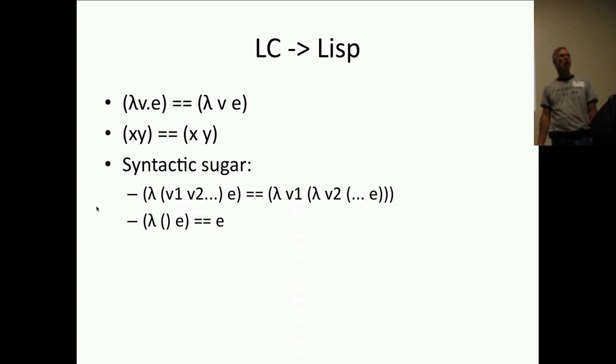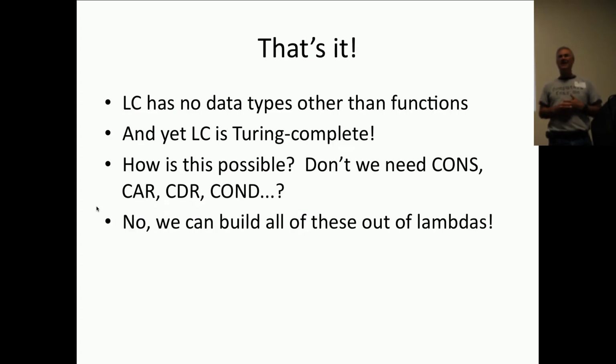You don't have to actually call it. There is no distinction between a function of no arguments and the value of the expression that's in the body of the lambda expression. And that is it. That's all we have to work with. It has no data types other than functions. It's got no cons cells. It's got no numbers. It's got no booleans. It's got nothing. And yet it is Turing complete.